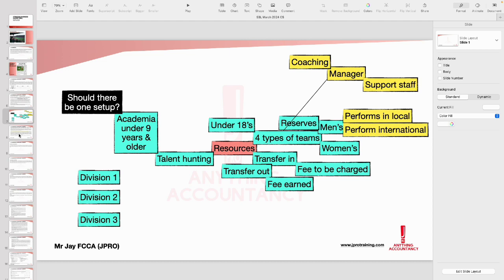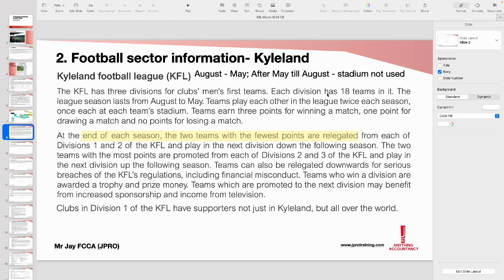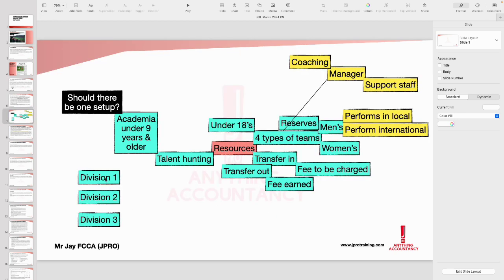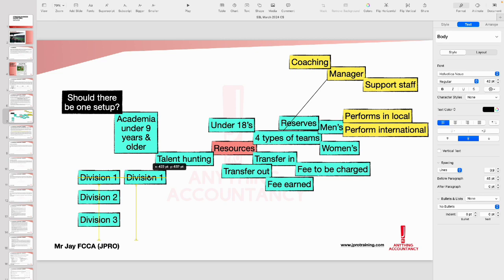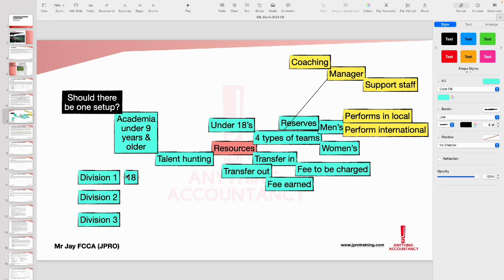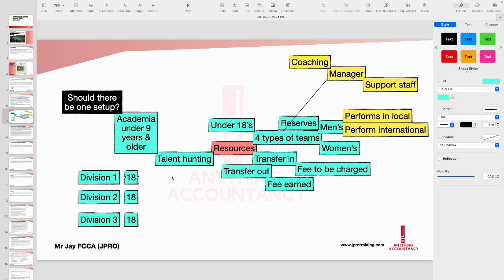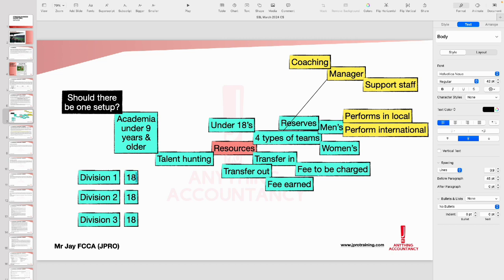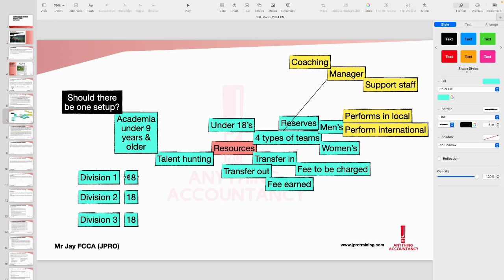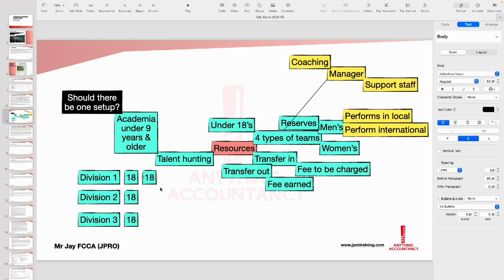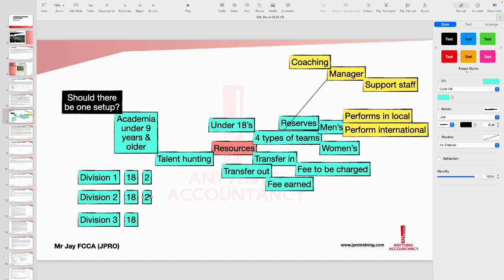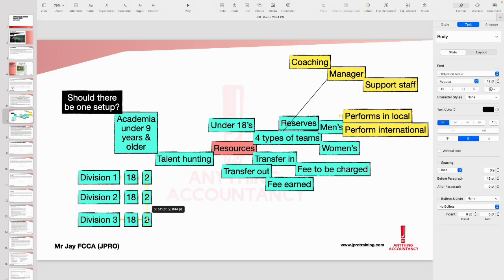Remember, each division has 18 teams. So you do need to know there are 18. There are 18 teams. And each team plays each other 2 times. Remember, there are 2 matches for each team to fight with. That's basically going to be times 2 for each. That's the number of games being played. Got it? That's the number of games being played.